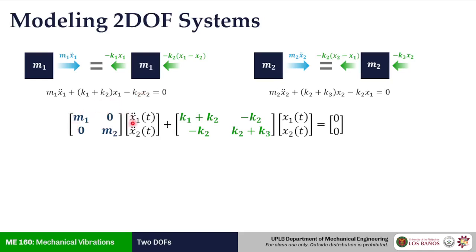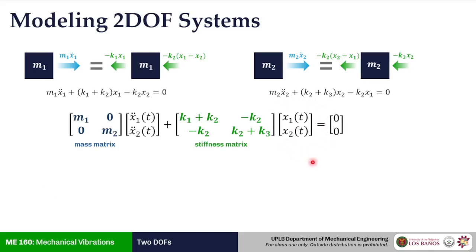So m1 times x double dot 1. 0 times x double dot 2, so it doesn't exist there. Next, we do the same for the second matrix. k1 plus k2 times x1, so that is this one, minus k2 times x2. So here it is, and 0. So that is inverse matrix multiplication. This matrix equation has a lot of parts. We have our mass matrix here. We have our stiffness matrix here. And of course, we have our displacement and acceleration vectors.